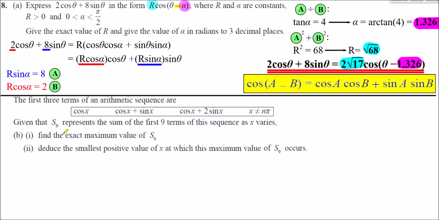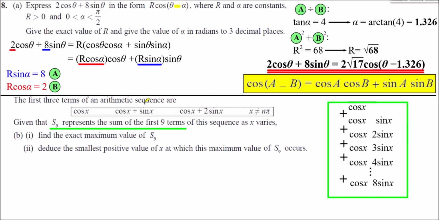We've got here that S9 is the sum of the first 9 terms as x varies. For B part 1, we need to find the exact maximum value of S subscript 9. Well, imagine adding this sequence: 1, 2, third term, fourth term. If you imagine adding together the first 9 terms, we'd have something that looks a bit like this. Cos plus cos plus cos plus cos, dot dot dot, 9 times. We're going to get 9 lots of cosine x. There's no sine x's there.